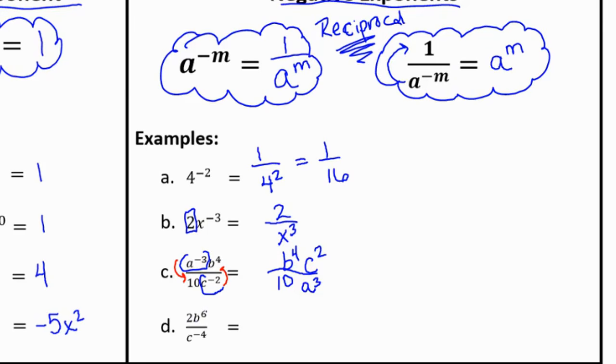In our last example, we have a 2 with no exponent, so it doesn't move. We have a b to the sixth, so it will not move. And in the denominator, we have a c to the negative fourth. It will move to the top. And it's going to join the other expressions already there. So our new answer is 2b to the sixth, c to the fourth. There is nothing left in the denominator, so we don't have to show it. But technically, this is what we have. This is the same as 2b to the sixth, c to the fourth.